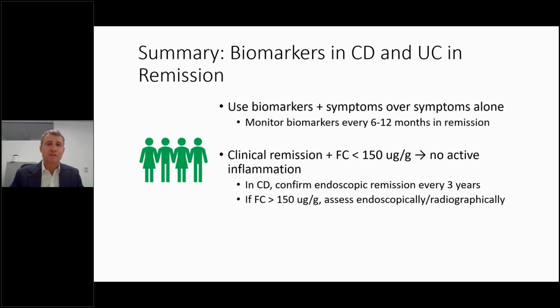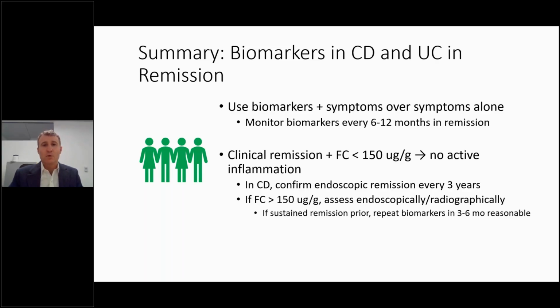However, if an individual is in clinical remission, meaning no active symptoms, yet their fecal calprotectin returns greater than 150 micrograms per gram, that is an indication to then follow that test up with either an endoscopic or radiographic assessment, depending on an individual's Crohn's disease location, for example, and determining the disease activity based on that and treatment adjustments thereafter.